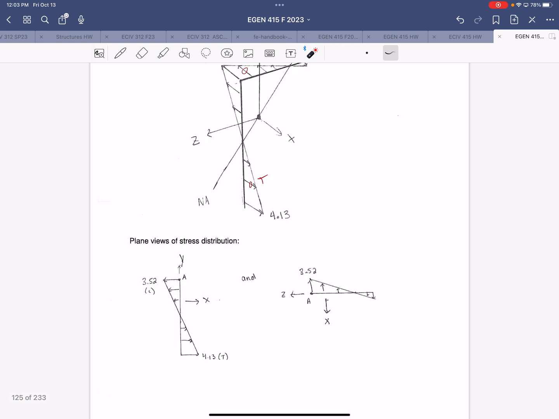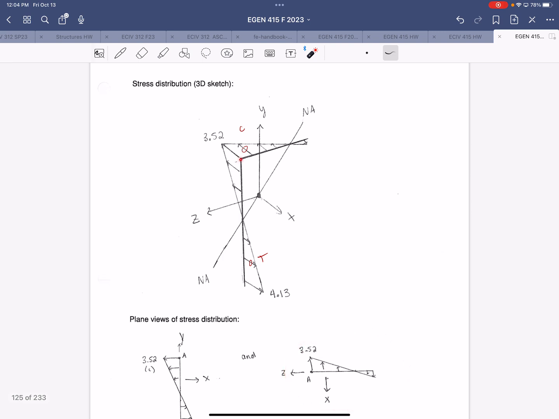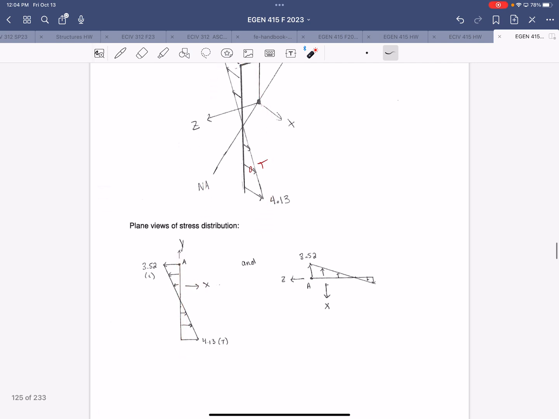So if you don't want to deal with the three-dimensional sketch, it's totally fine in my book to provide two separate plane views of the stress distribution. So these would specifically be in the YX plane and in the ZX plane. So it would look something like, ZX. So the ZX plane is showing this part, and then the YX plane is showing this part, where X, again, represents the direction of the longitudinal axis, also the direction of the action of the stresses, positive or negative.